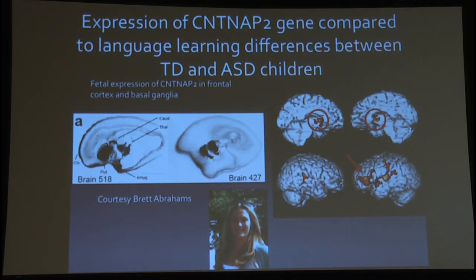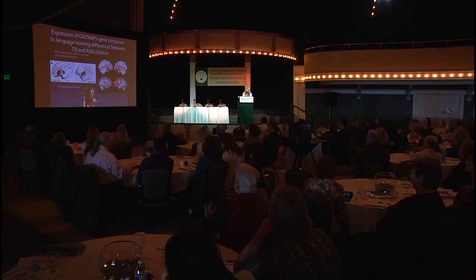Okay, so catnap is a gene that is related to language learning differences between TD and ASD children. It's actually also implicated in selective language impairment. This is our gene expression maps in a fetal brain. It's just to show you that this gene is expressed, because different genes are expressed in different parts of the brain. This gene is expressed in the basal ganglia, where I showed you that deficit in autism during language learning, and in the frontal lobe, which is the other area that we saw as a deficit in language learning. And we were very struck by the close relationship between human activation and brain expression.